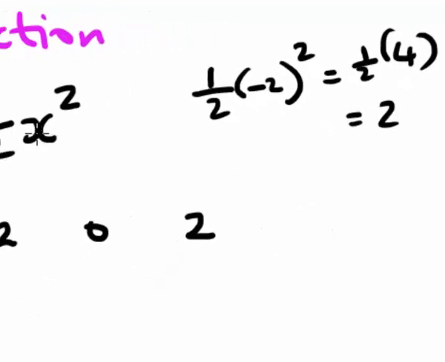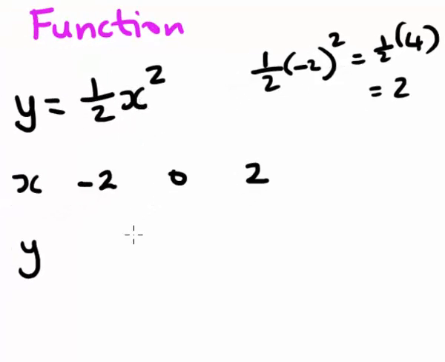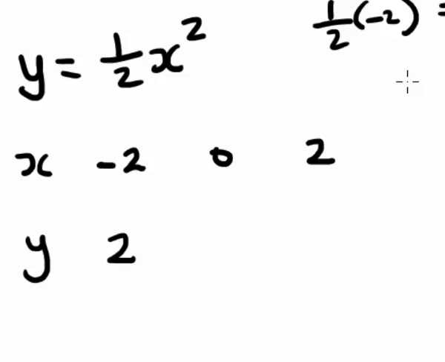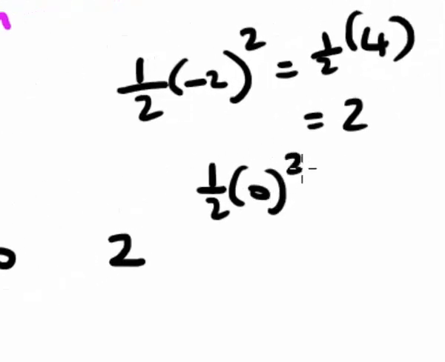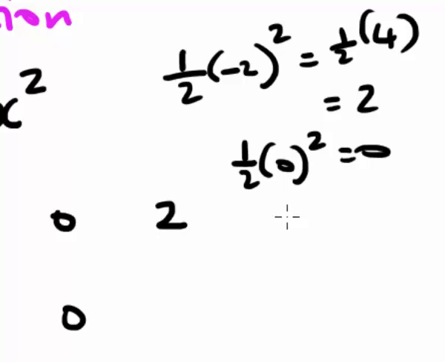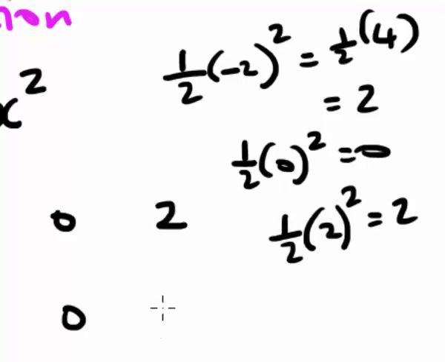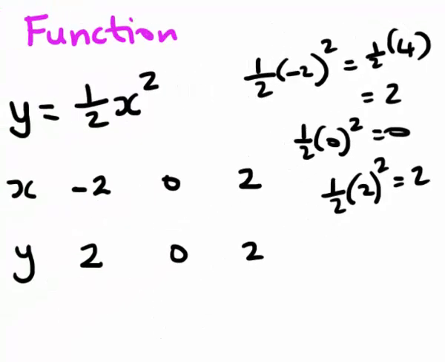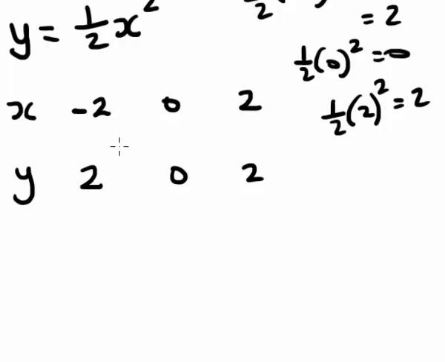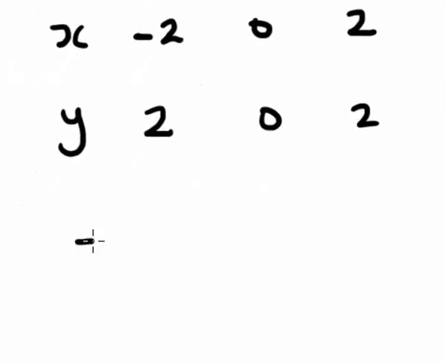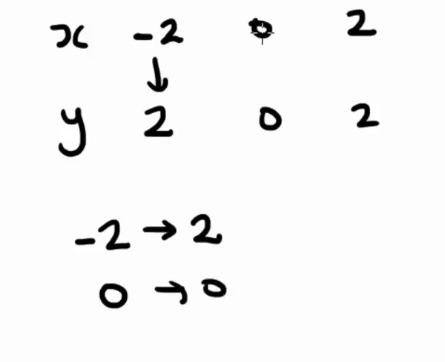Now that avoids, if x is 1, you're going to have fractions, so I'm going to try and avoid fractions here. If x is 0, that's no problem, that's just 0. And if x is 2, that's going to be a half of 4, which is again 2. Now, I want you to notice something. If we draw this graph, you will notice that the x value of -2 is associating with one y value, 2. The x value of 0 associates with one y value, and 2 associates with one y value.